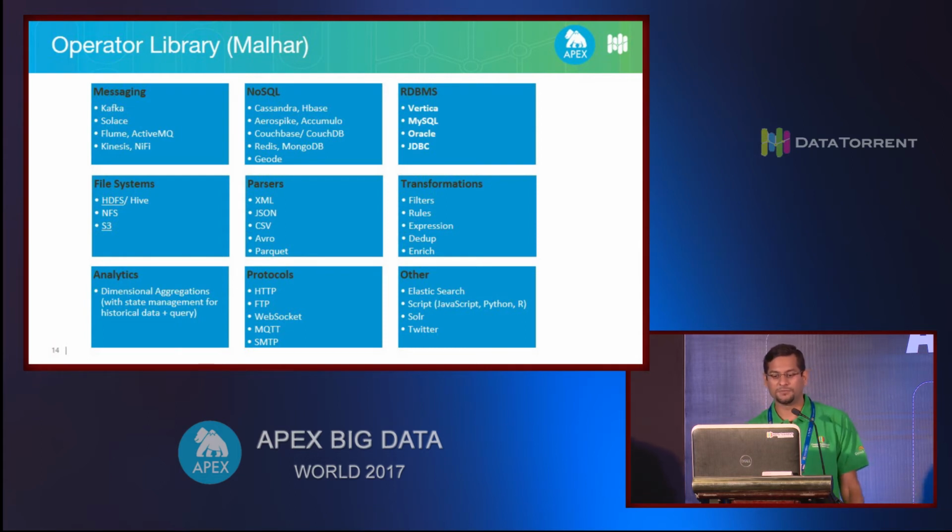Not just that, if you have data which is coming in a definitive format like JSON or XML, that is also possible there. Or even better, we provide something like filters and rules, which are operators you can just configure and use in your own DAG. That's all part of the open source Malhar library, and moreover, a bunch of them are certified by DataTorrent, and it's free to use.